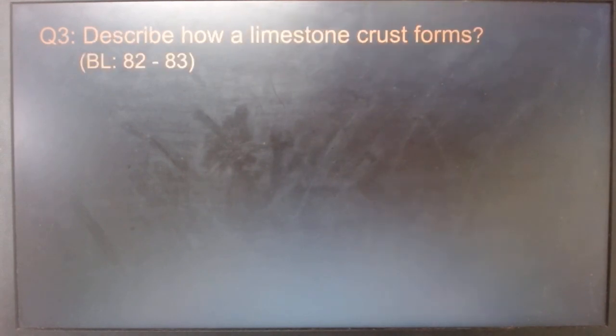Number 3, describe how limestone crust forms as well, pages 82 and 83 from Bahamian landscapes. We only barely touched on that, but there's plenty of information about it and some diagrams. So you can have a little go at answering that as well.